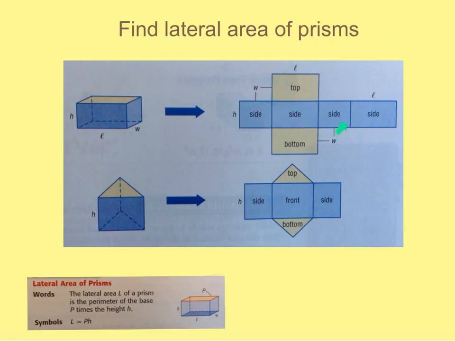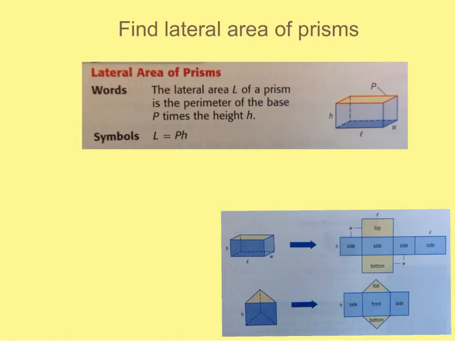So to figure out the lateral area, we could actually just figure out the area of each one of these faces. But that's going to take quite a while. And there's an easier way to do it. To easily find the lateral area, we can use this formula right here. So we can find the lateral area by taking the perimeter, which we're going to use as a capital P, times the height. So if we find the perimeter of the base and then times it by the height, that will give us the lateral area.